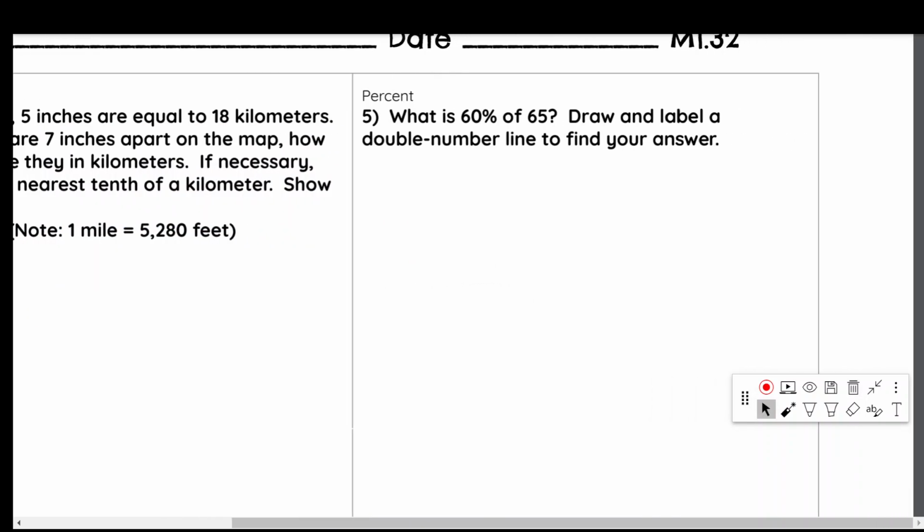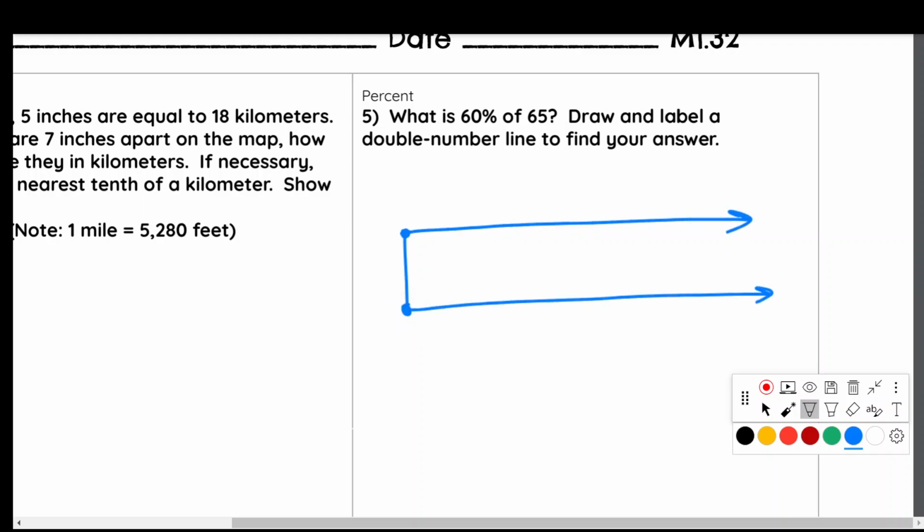Number 5, what is 60% of 65? Draw and label a double number line to find your answer. I love percents on double number lines because I can always at least put 100%. I have the number 65. I have to ask myself, is that a part, a whole, or a percent? That's the whole, because I am trying to find 60% of it.